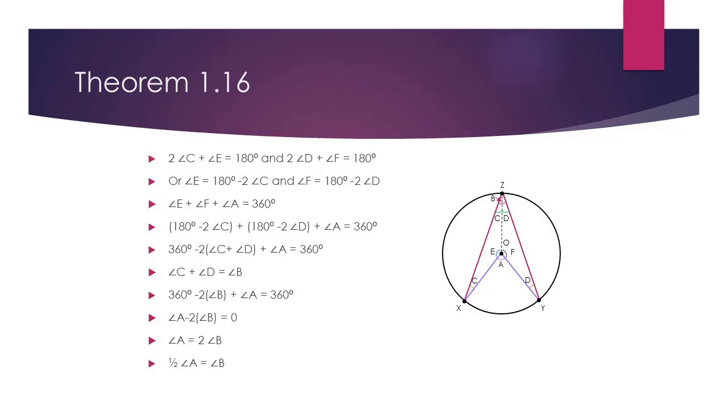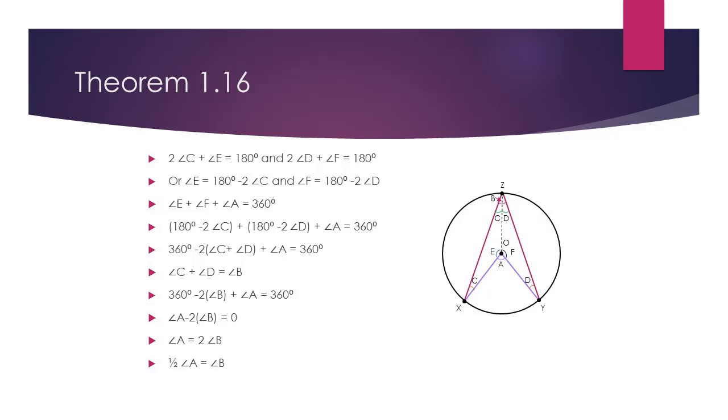Now we're going to rewrite that as 360 degrees minus 2 times angle C plus angle D, plus angle A equals 360 degrees. If you look back here, you can see that angle C and angle D, if you combine them, equal angle B. So that means angle C plus angle D equals angle B. So we're going to substitute that in the next line here. Now we have 360 degrees minus 2 angle B plus angle A equals 360 degrees.